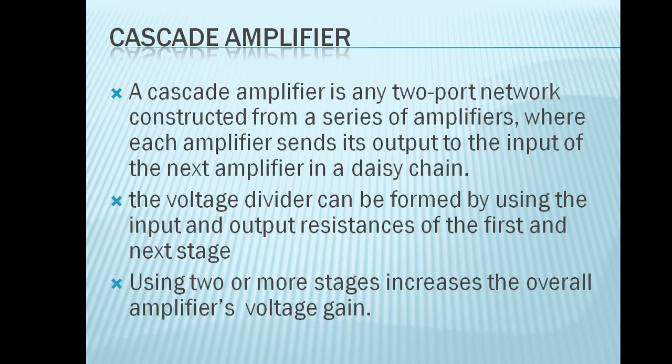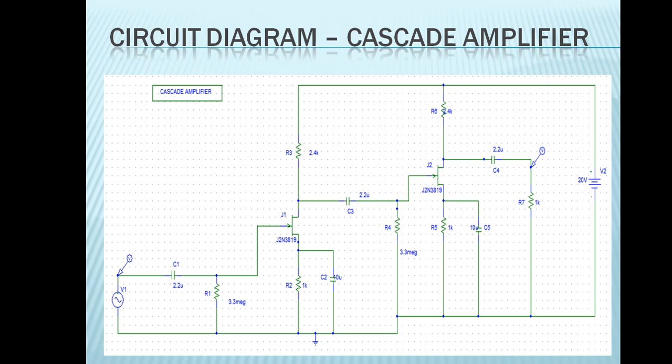A cascade amplifier is any two-port network constructed from a series of amplifiers where each amplifier sends its output to the input of the next amplifier in a daisy chain. The voltage divider can be formed by using the input and output resistances of the first and next stage. Using two or more stages increases the overall amplifier's voltage gain. This is the circuit diagram of cascade amplifier.